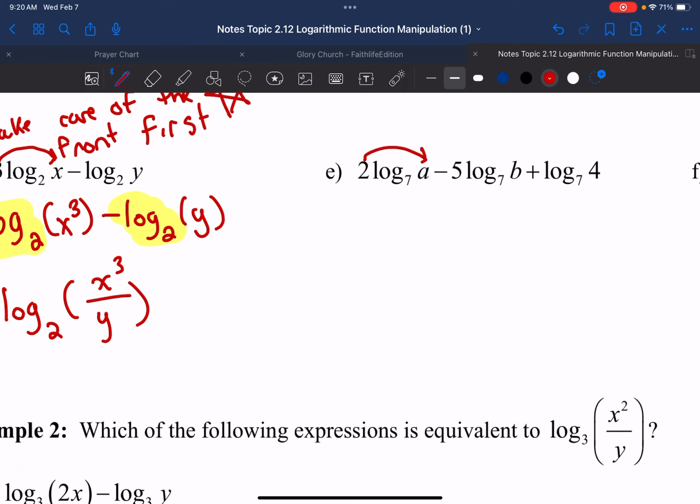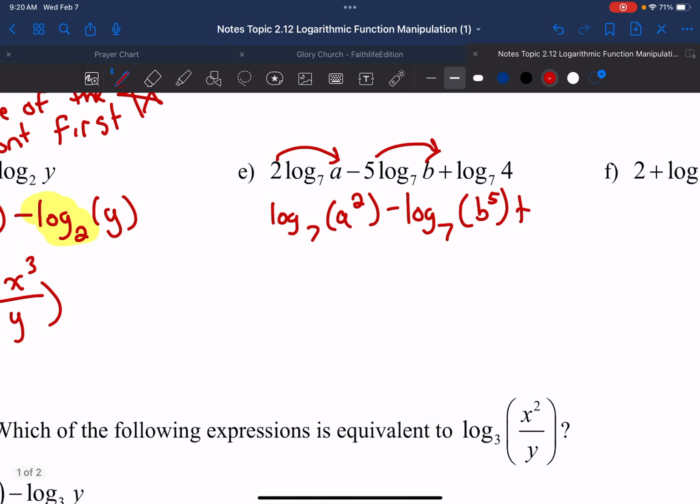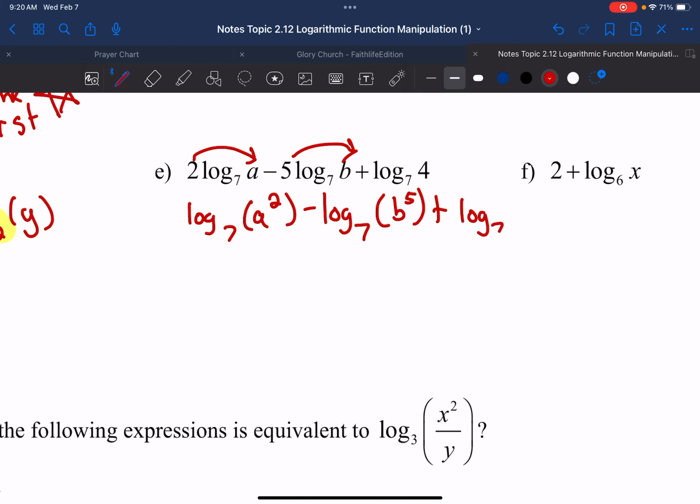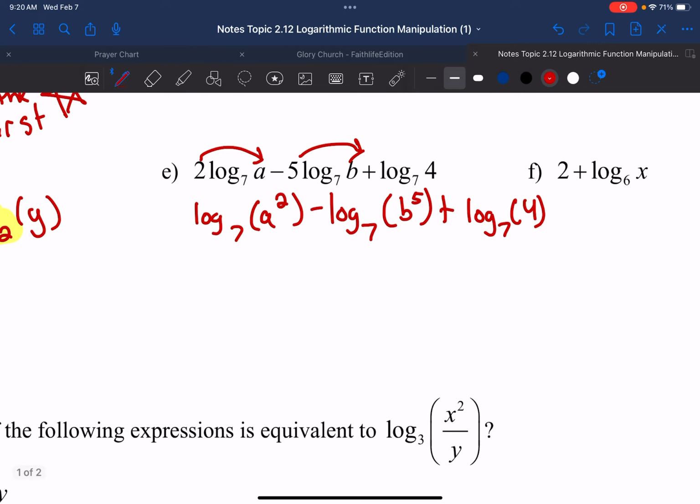I'm going to move the fronts first. Log base 7 of a squared minus log base 7 of b to the 5th plus log base 7 of 4. Now just go in order here. I would highly recommend to do addition first. So this is a positive one and this is addition. I'm going to do addition first because you can add and subtract in any order, right? I'm going to take care of the addition part first.